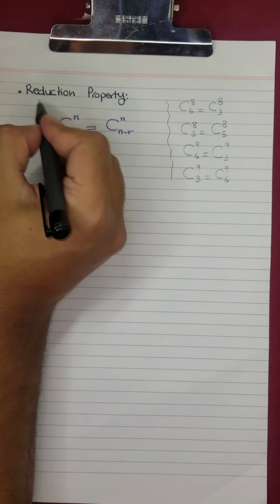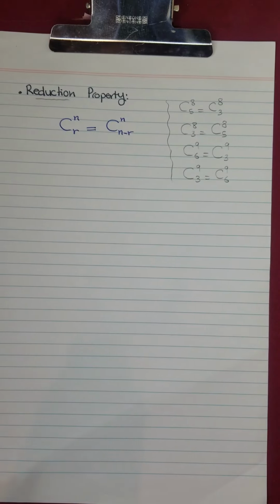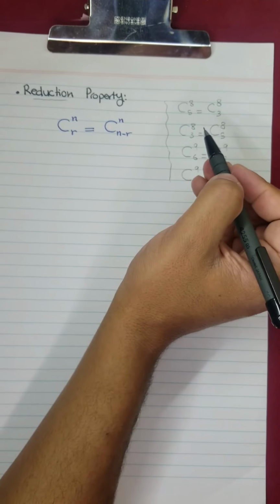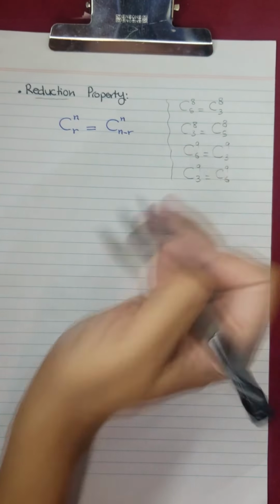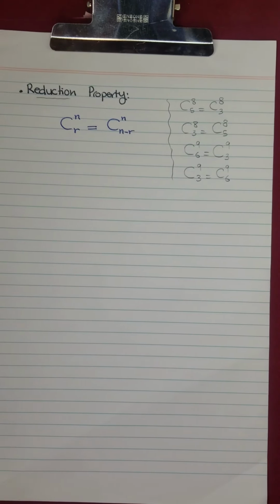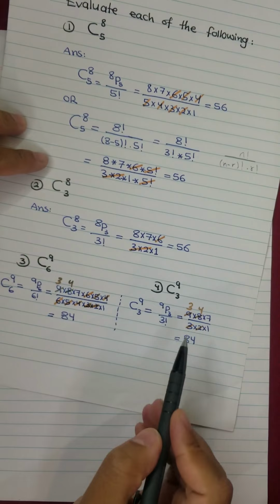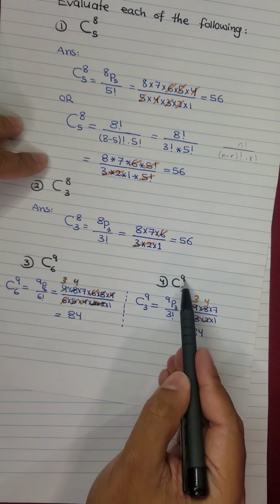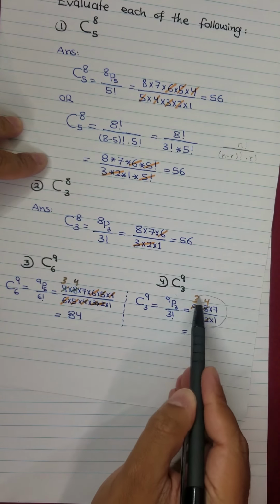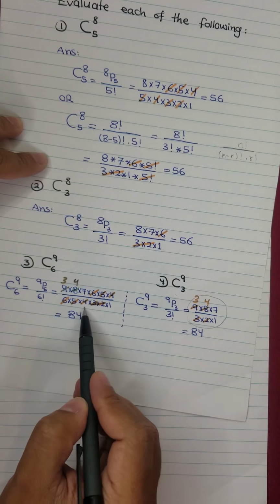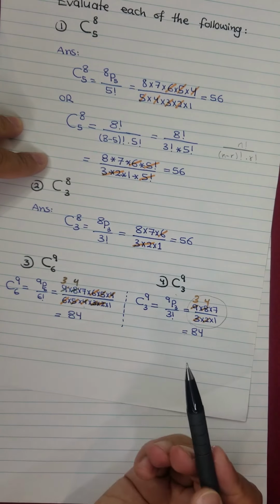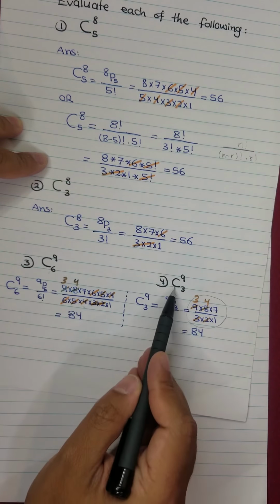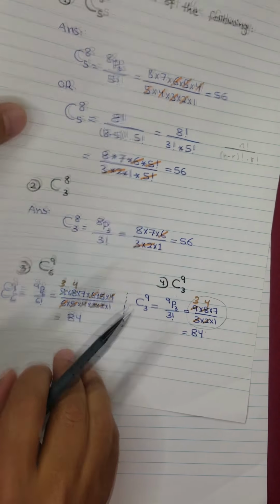The way we call it the reduction property is that we usually use this when we have an R that is bigger than half of n. So we reduce it. Why do we reduce it? Because as we saw in the previous example, it's a lot easier to deal with this one than this one. When we solved combination 9, 3, we got 84 with the multiplication of fewer numbers than this one. This one was a little bit longer. So it is always useful whenever you have R bigger than half of n to reduce it first and then solve it.